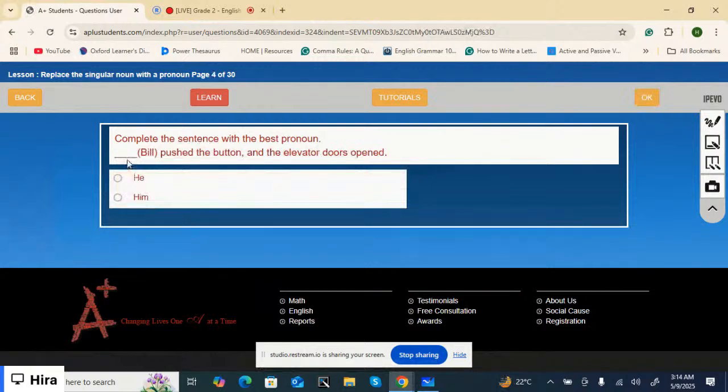The next one is blank pushed, or you can say Bill pushed the button and the elevator doors opened. So in place of Bill, in place of this noun, which pronoun can be used? He or him? Pick one. Amin, is this the answer for question number 4? I'm getting answers. Well, I'm happy to say that you all guessed it right. He. He pushed the button and the elevator doors opened. Good job.